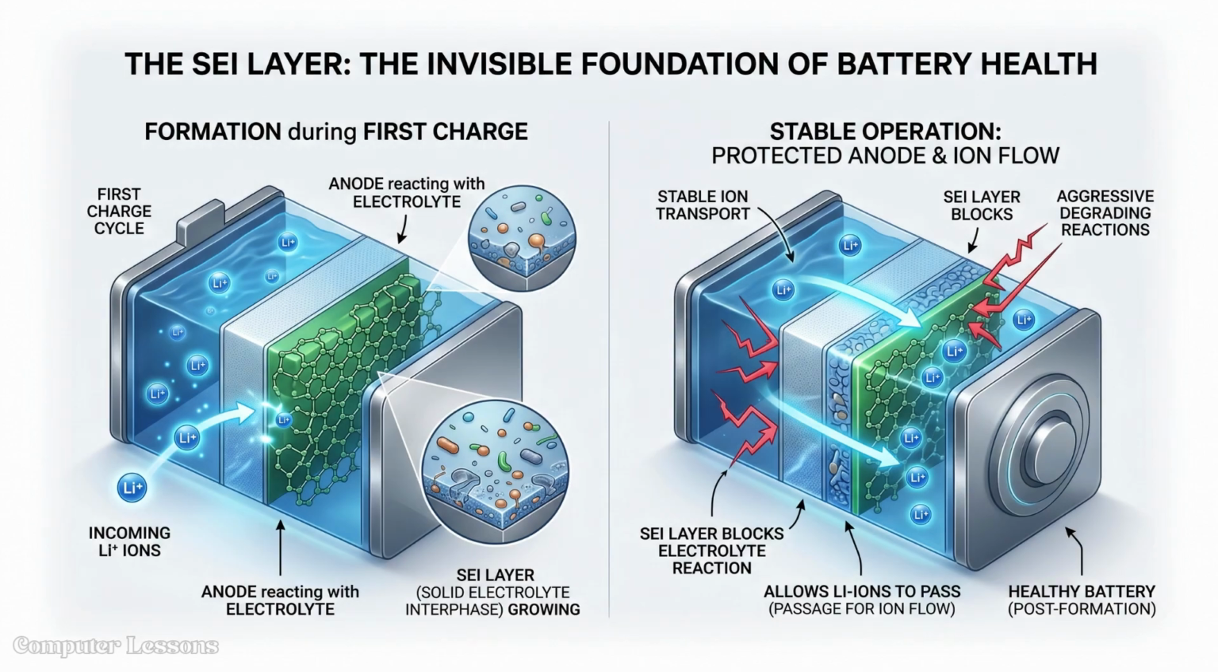A crucial but invisible feature of a healthy battery is the SEI layer, or solid electrolyte interface, formed during the first charge. This passivating layer protects the anode from reacting too aggressively with the electrolyte, ensuring a stable environment for ion transport. Without a well-formed SEI layer, the battery would degrade in just a few cycles.